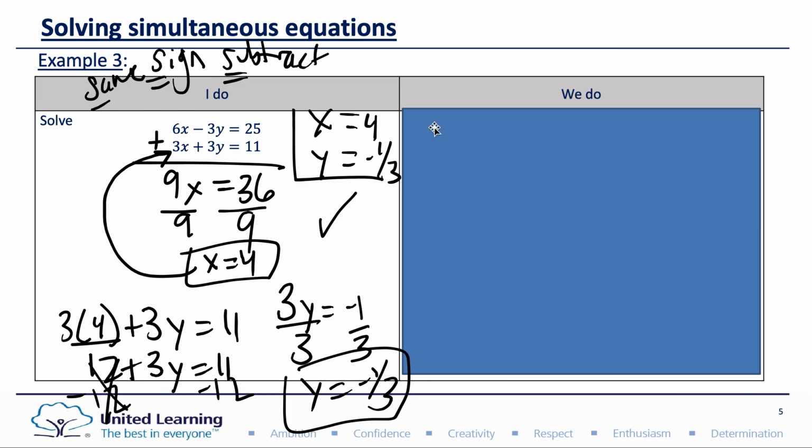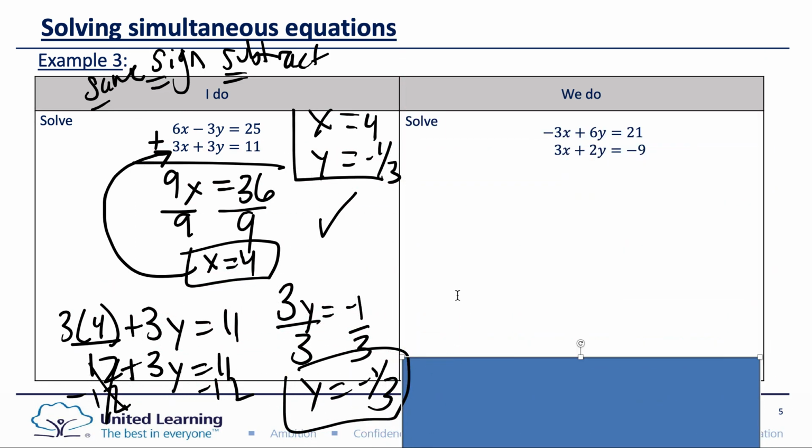All right, here we go. Here's your final question for today. Can you please, through elimination, solve for this simultaneous equation? When you think you have the correct values for x and y, go back to Firefly and select the correct answer choice.